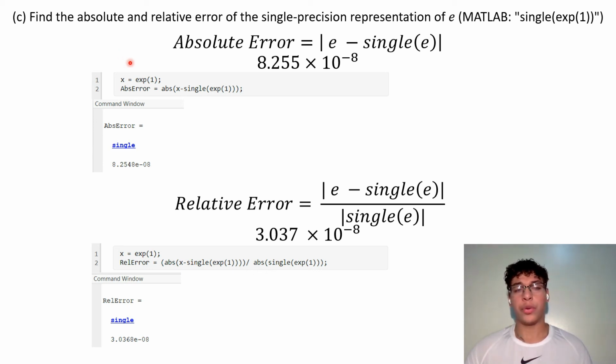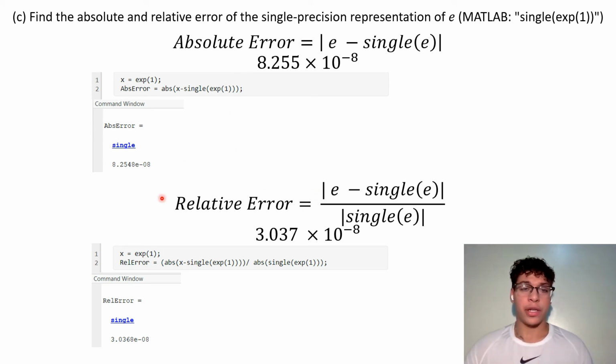So we would use the absolute error equation to compute Euler's number minus single Euler's number. And we would compute this by assigning x to be Euler's number, and ABS error would equal the absolute value of x minus a single precision of Euler's number. And we would get 8.255 times 10 to the negative 8th power.